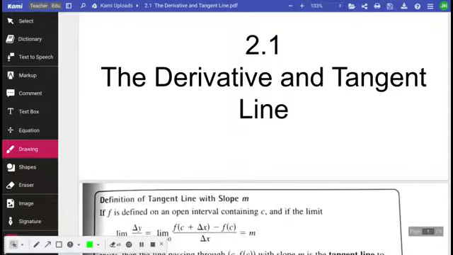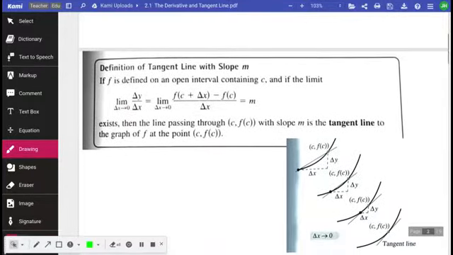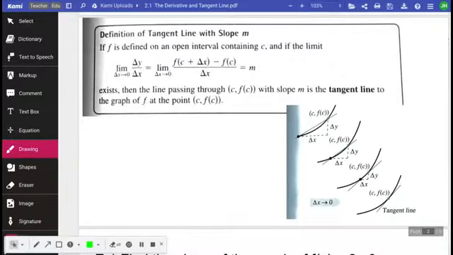We've talked about tangents before. They intersect a curve in exactly one place, but we're going to go a little deeper with that. So, the definition of a tangent line with a slope of m. If f is defined on an open interval containing c, okay, that means it exists everywhere within there, and it has this limit as delta x approaches 0 of delta y over delta x.